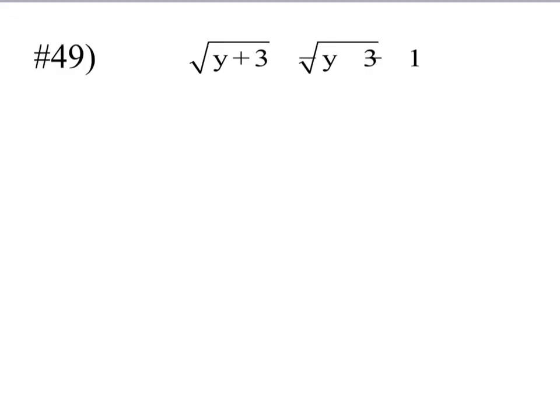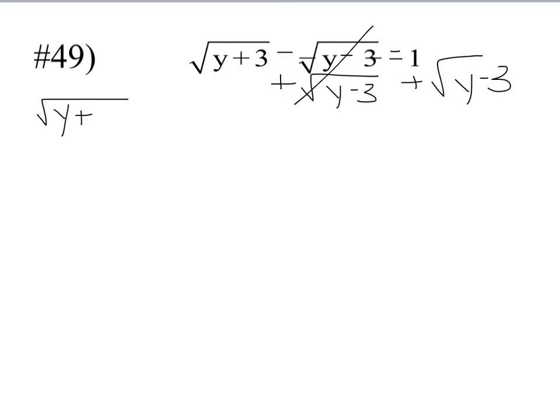Alright, number 49 says the square root of y plus 3 minus the square root of y minus 3 is equal to 1. Okay? In order to be able to start solving, I have to isolate one radical on one side or the other. So I'm going to go ahead and isolate this radical by moving this one to the right side. So I'm going to add the square root of y minus 3 to both sides, which is going to leave me the square root of y plus 3 is equal to 1 plus the square root of y minus 3.